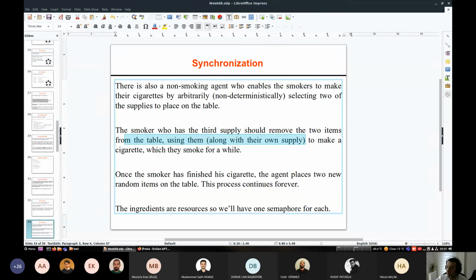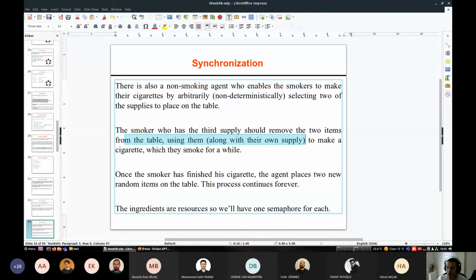Once the smoker has finished smoking the cigarette, the agent comes again and brings 2 new, different supplies to the table. And this goes on forever. So the agent keeps coming. One smoker takes the resources, makes a cigarette and smokes. The agent comes again. Once again, there is a smoker making a cigarette and smoking again and again and again, ad infinitum, for infinity.